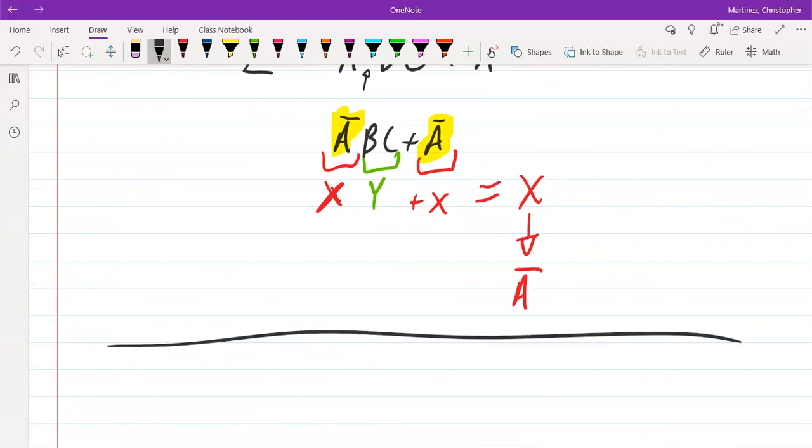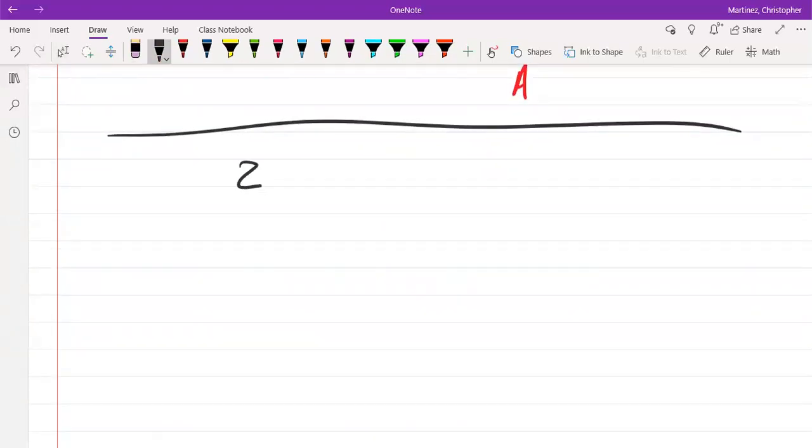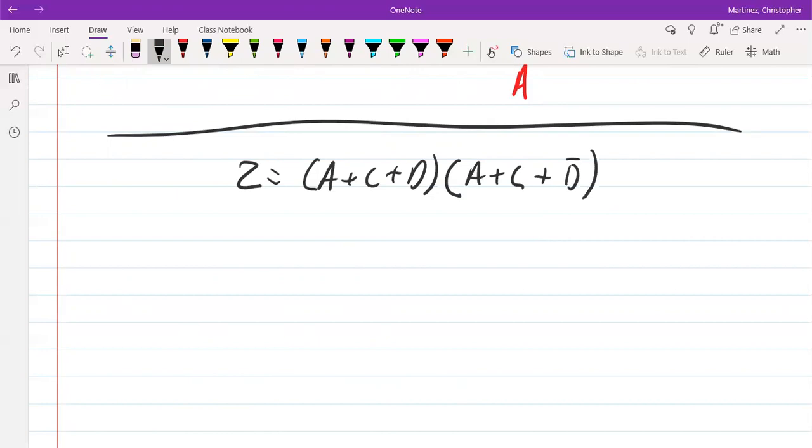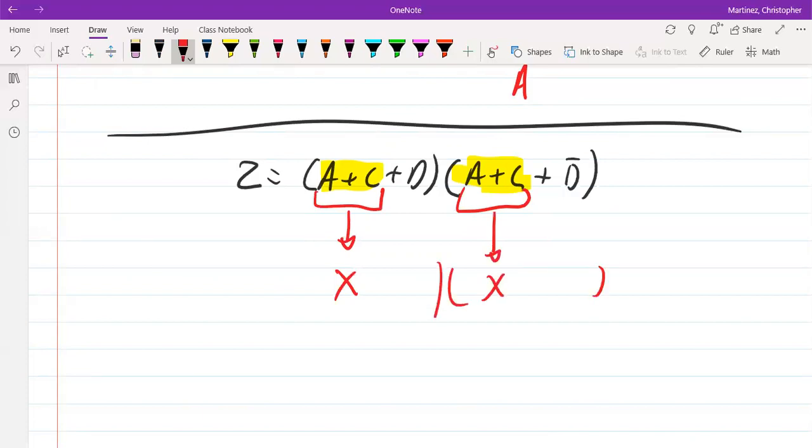All right, let's do another example. Let's say I have Z is A or C, and that quantity ANDed with A or C plus a D bar. Okay, so I'm going to look at these terms and see, do I have anything in common? Yes, I got this A plus C. So let me take that A plus C and I'll put that as an X. So I'm going to have something AND something. Okay, I have a plus, I can bring down that plus. The D, I'll make that a Y, and then I have a D bar, so that's a Y bar. So I got X plus Y ANDed with X plus Y bar.